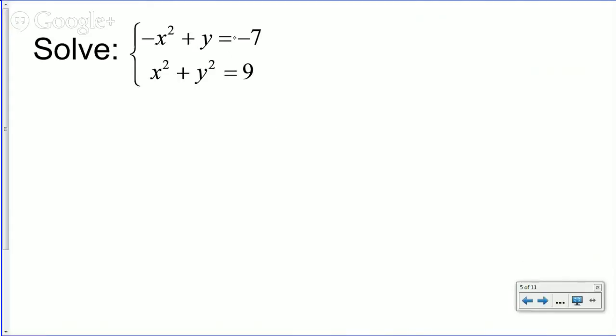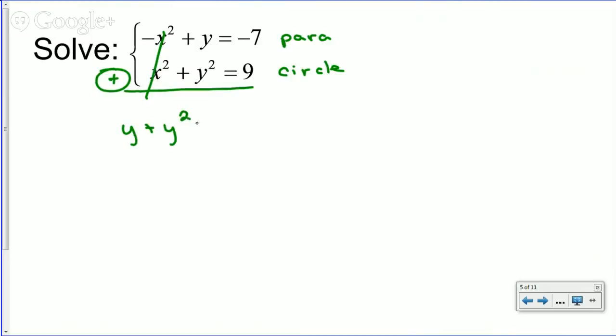All right, so in this one we have a parabola again, and in this one this is a circle. Make sure you know the difference between circle, ellipse, parabola, and hyperbola, and all those parent functions. In this one we can cancel the x squareds simply by adding the two equations. So those go away, and you have y plus y squared equals 2. So get everything on one side again.